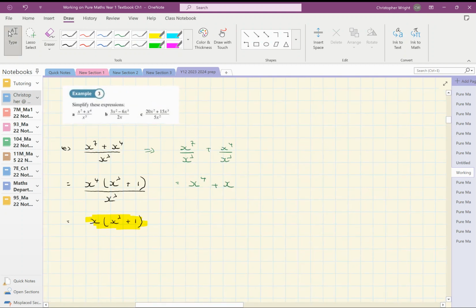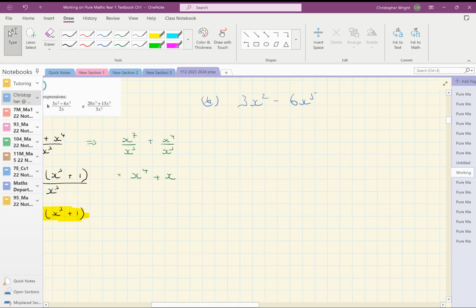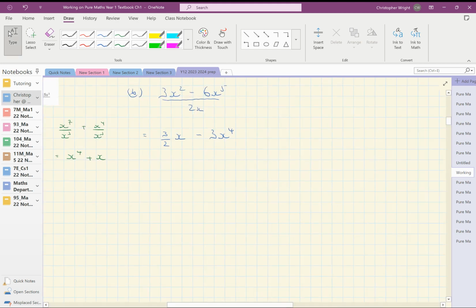Okay, part B. Let's do this the simpler way then. The simpler way worked out for part A. 3x squared minus 6x to the power of 5. I'd factorise the top and bottom, but I think that's going to be ludicrously complicated. So instead I'll just divide the first term by 2x, which gives me 3 over 2 x minus 3x to the 4. I'll do it my way as well, just for the sake of it.